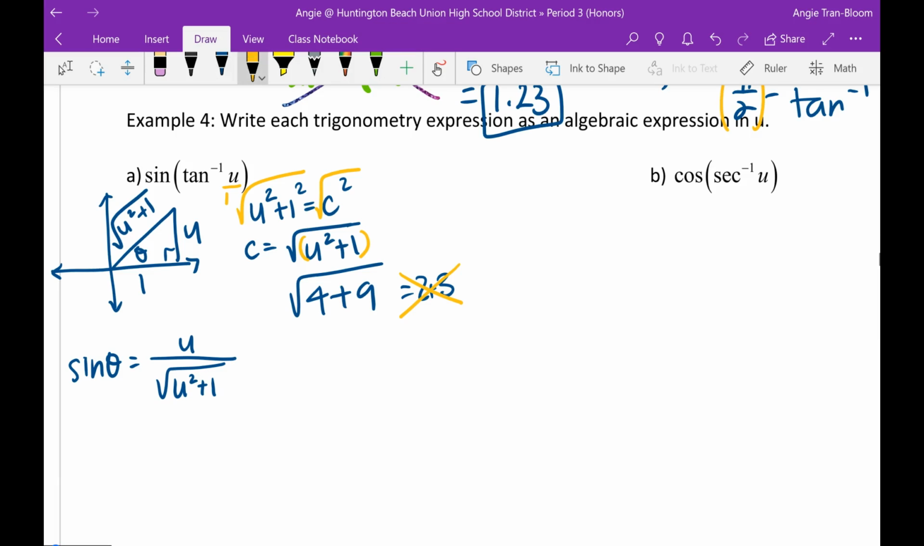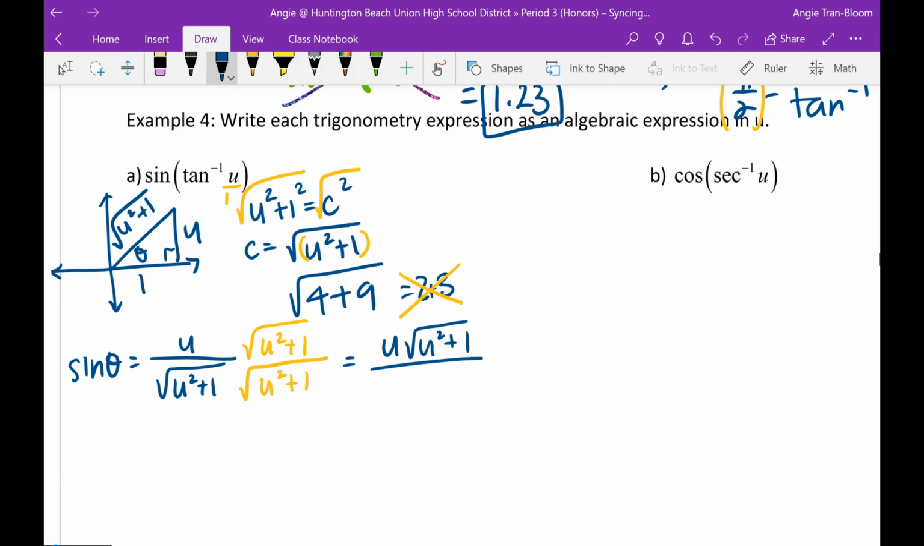Rationalize that for me. What would you do to rationalize? Multiply top and bottom by its own denominator. Okay. So the final answer is u times the square root of u squared plus 1, all over u squared plus 1. Question number 2. Can I cancel this guy? What? No, because again, the bottom is what? It's a couple, right? They go together. It's like a set of twins. Okay, that's my final answer.